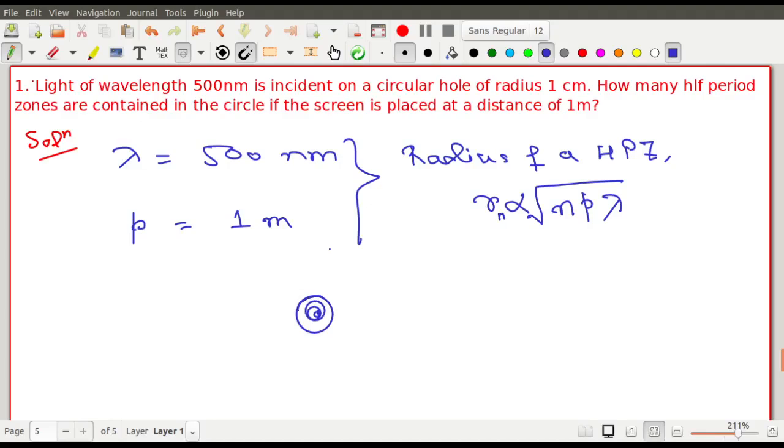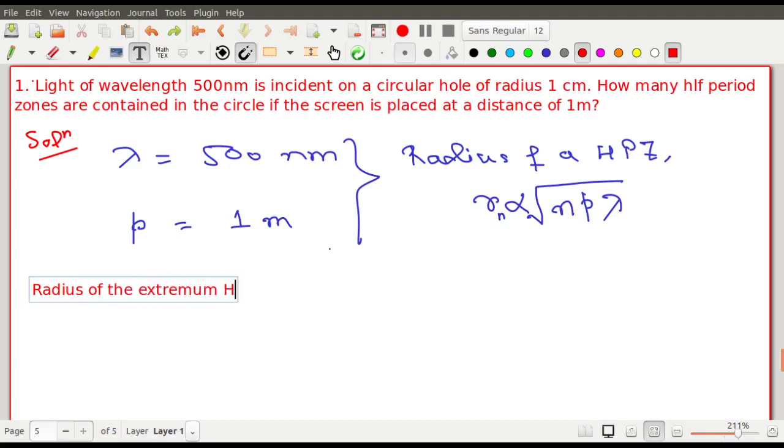So the last half period zone that can be accommodated here, the nth half period zone, should be of equal radius to that of the hole. If the radius of a half period zone is greater than that of the circular aperture, then that will not come into the picture. I hope you got it. So that is what I am writing here.